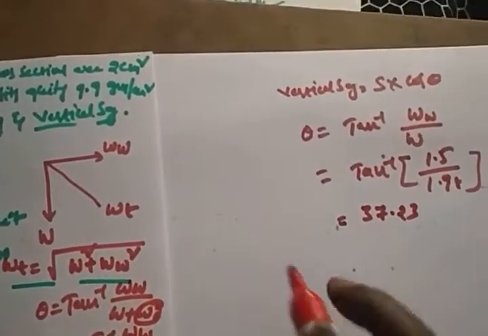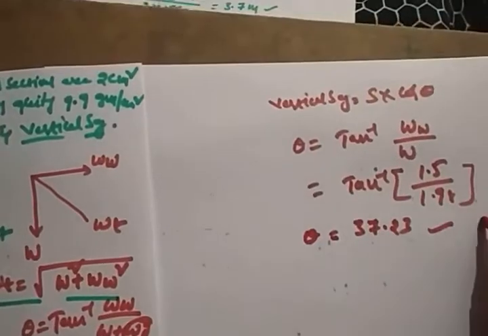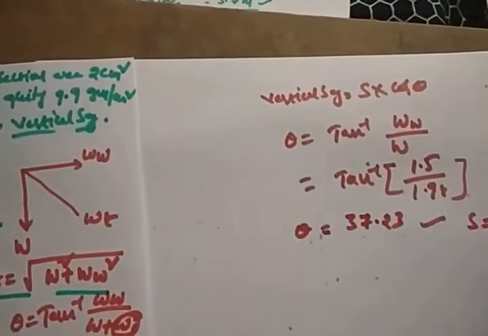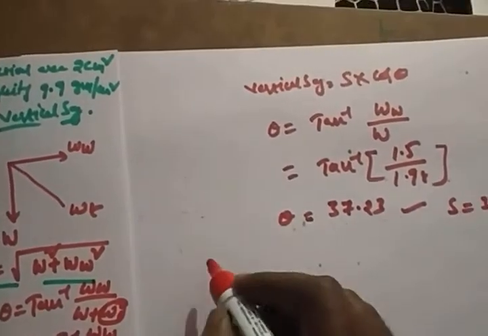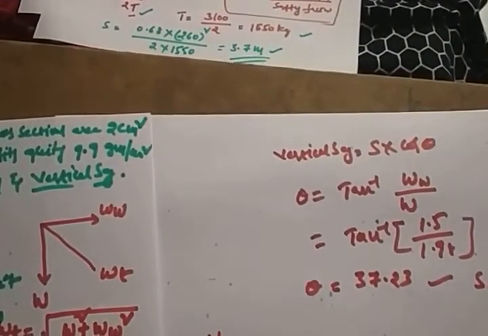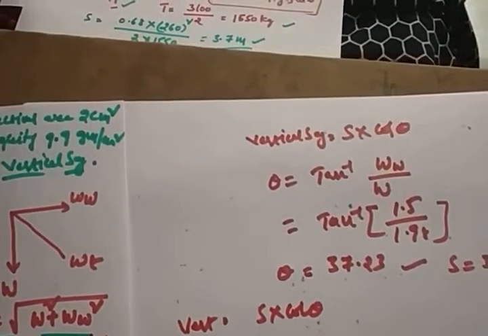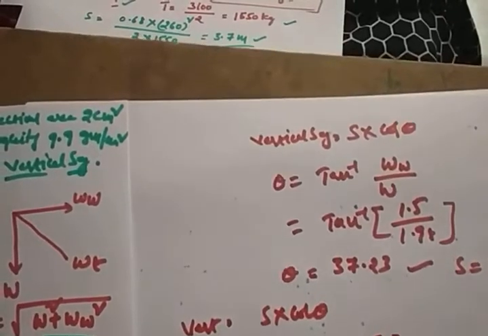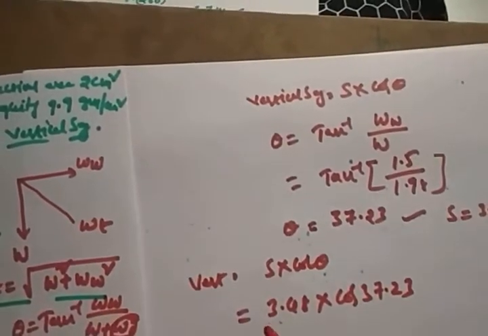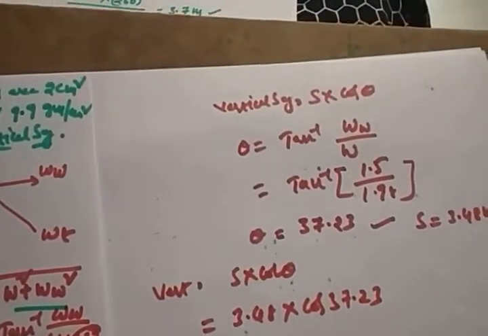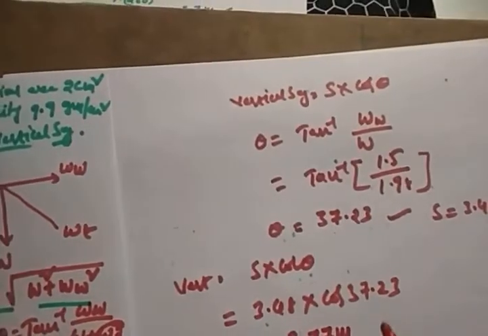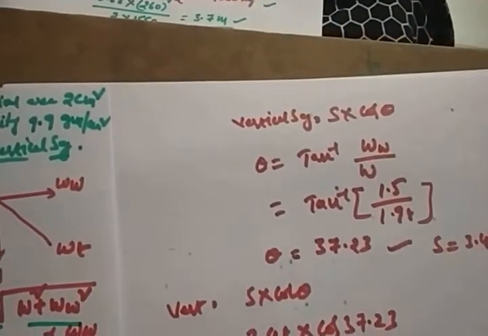You know the theta value, and you know the S value: S is equal to 3.48 meters. Then directly substitute. So what is vertical sag? It is equal to S into cos theta, so 3.48 into cos of 37.23. If you do this, you will get the result of 2.77 meters of vertical sag. So in this way you have to calculate.